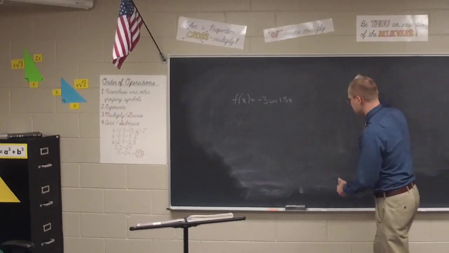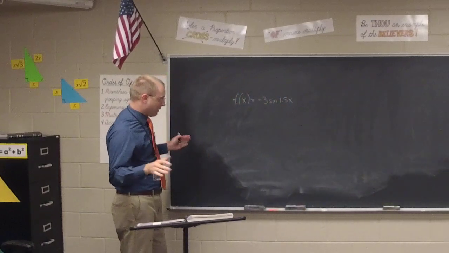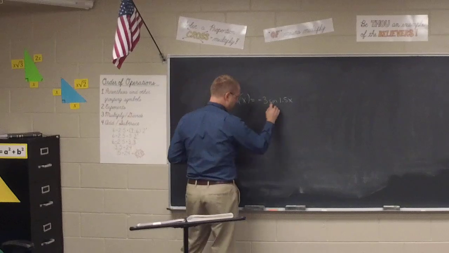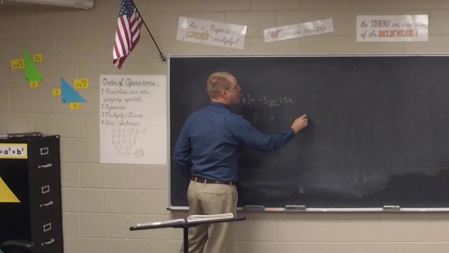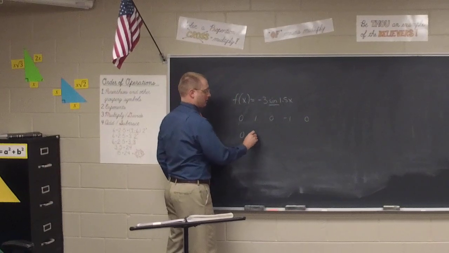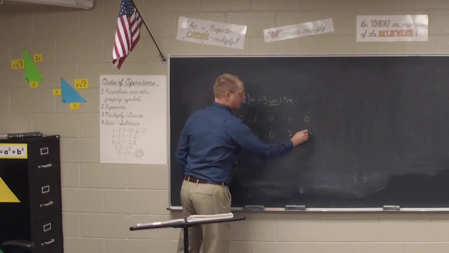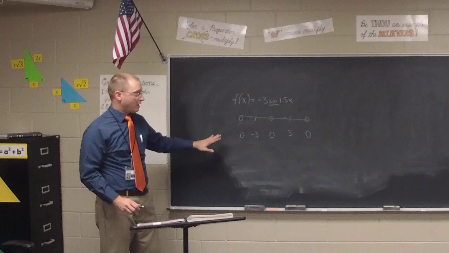All right, so first of all, let's start with our key points. What are my key points normally for sine, class? 0, 1, 0, negative 1, 0. But this time, those are not going to be my key points. What are they going to be now, class? 0, negative 3, 0, 3, 0. All right. Still start by adjusting your key points with amplitude and inversion.